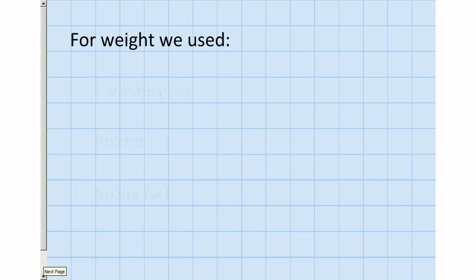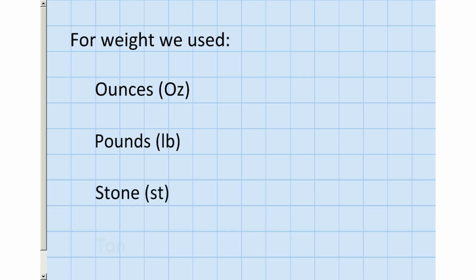So that was length. For weight, the imperial measurements were ounces and pounds. Also had stones, which we still use when we talk about our own weight, and there's also an imperial ton, just to confuse you. Now again, you don't need to know about the conversions between them. There were 16 ounces in a pound, 14 pounds in a stone, and so on. But what you do need to know is the metric equivalents again.